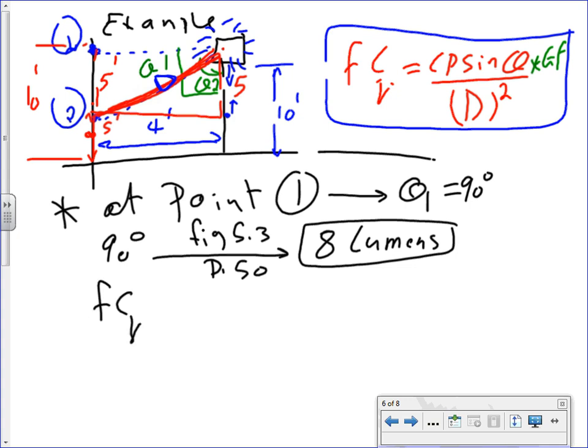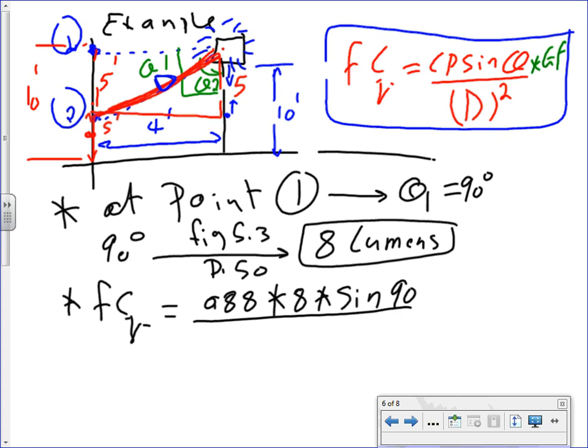Foot candle vertical. It has to be vertical. Equal. I need to use the same guard. My guard was 0.88. Multiply this one by 8. Multiply by sine, not cosine, sine 90. And divide this one by the distance.